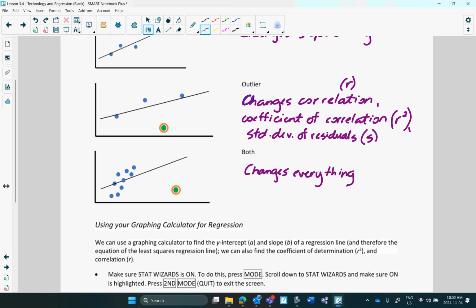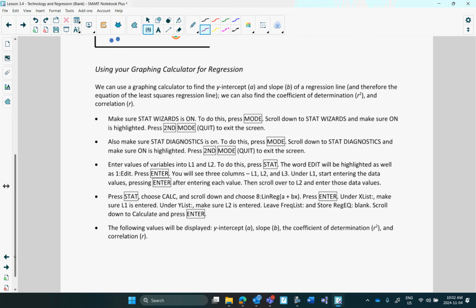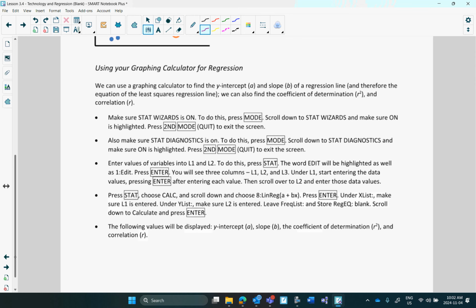Okay, to finish up, now that we've talked about everything, how do you use a graphing calculator to get the regression line? Well, you're going to have to enter some data. And remember, when we were calculating in the first unit mean and median and Q1 and Q3 and standard deviation, we entered the list of numbers, right? Well, this one, it's two variables, so we've got to enter two lists of numbers. So we're going to take this example.